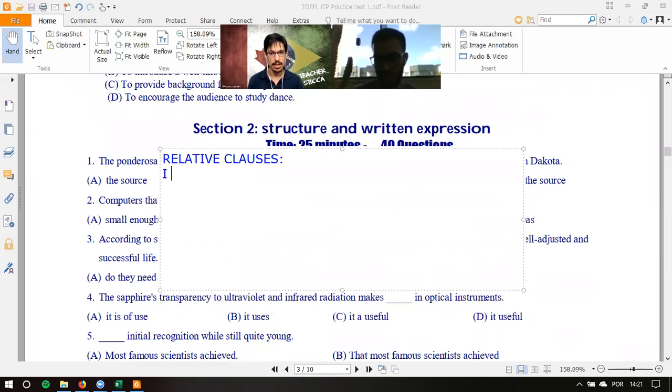For example, I have a sister. My sister lives in Florianopolis.